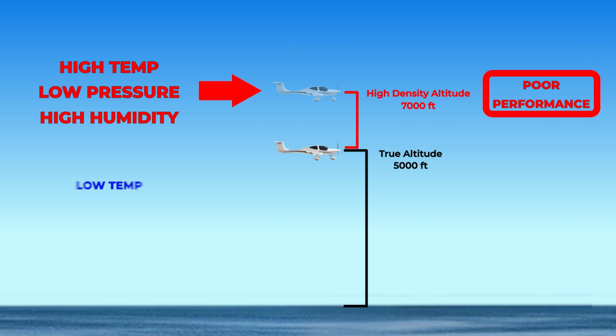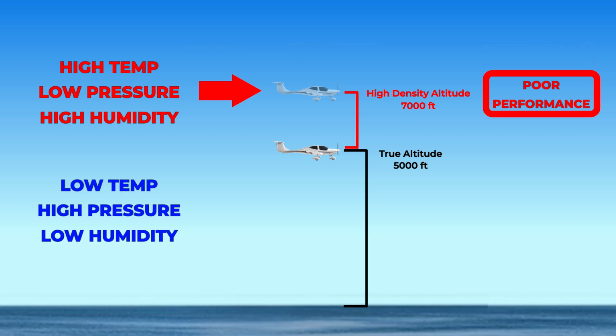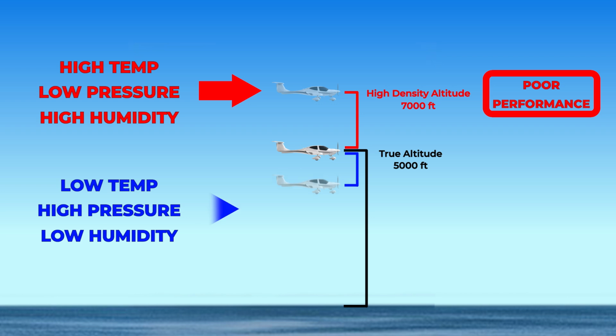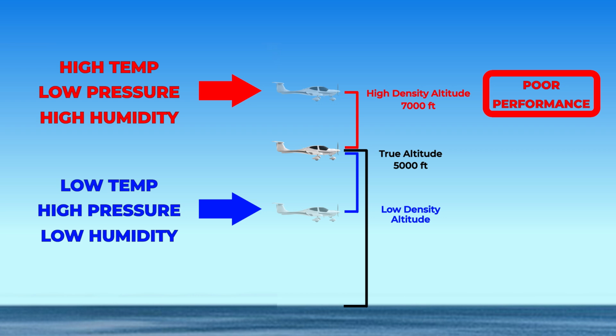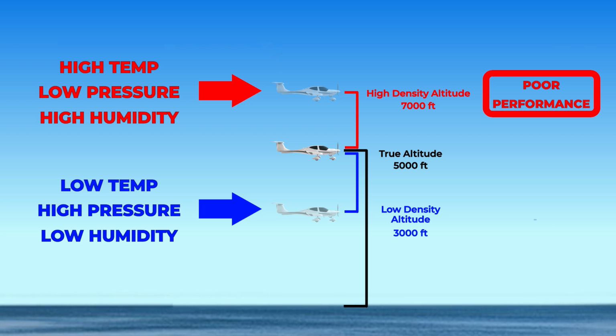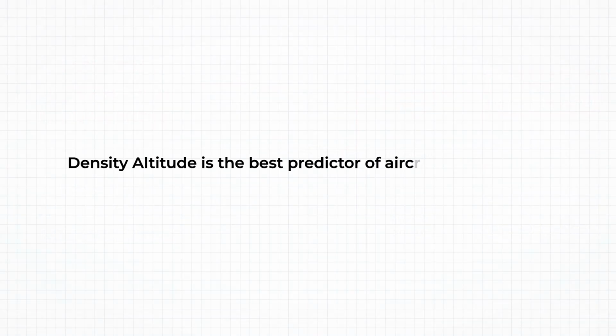If the day is cold, has high pressure, and low humidity, our density altitude would be low. Under these conditions, the aircraft thinks it's flying lower at 3,000 feet. So its performance would be better. Density altitude is the best predictor of aircraft performance.